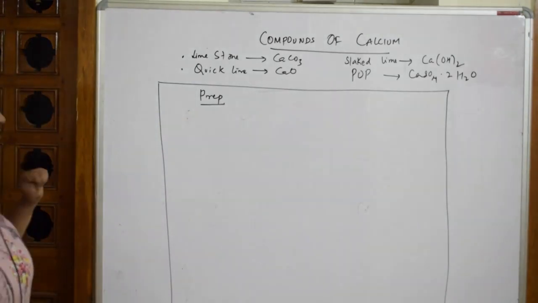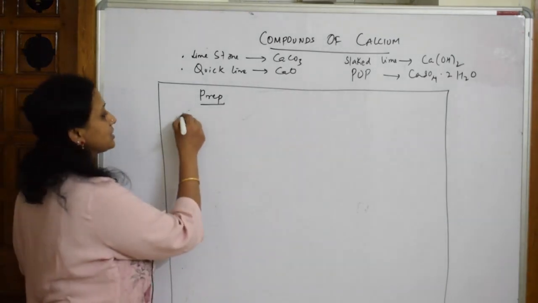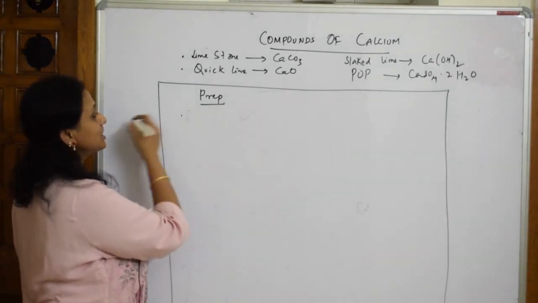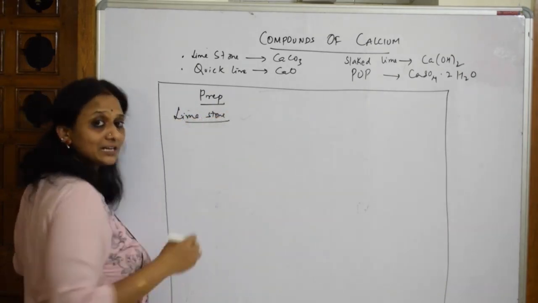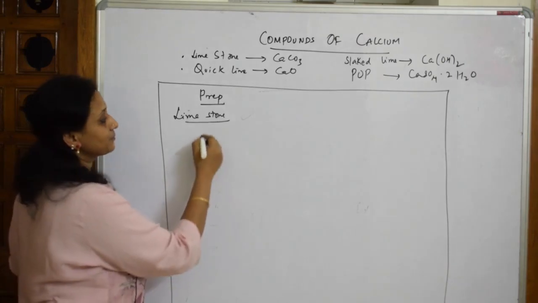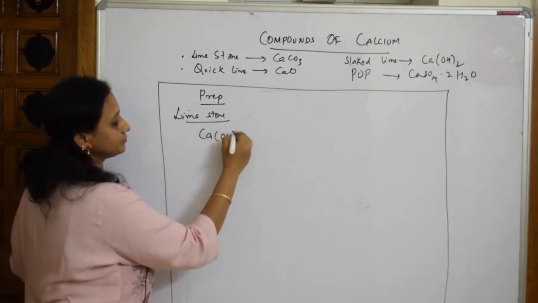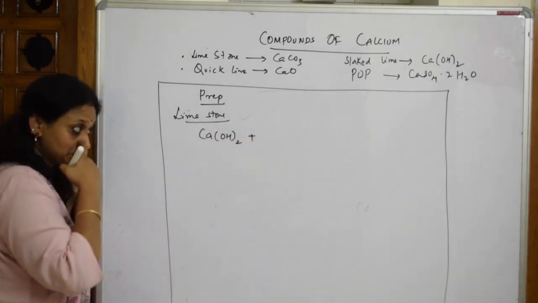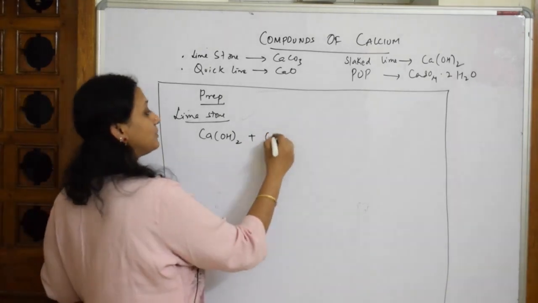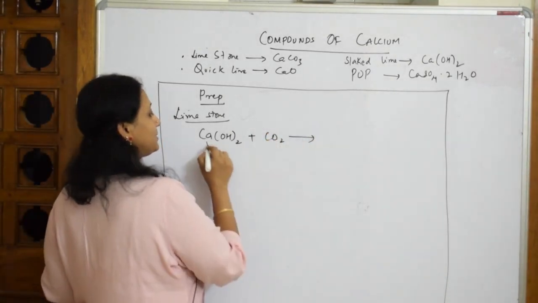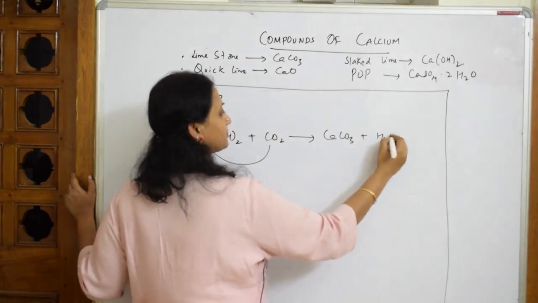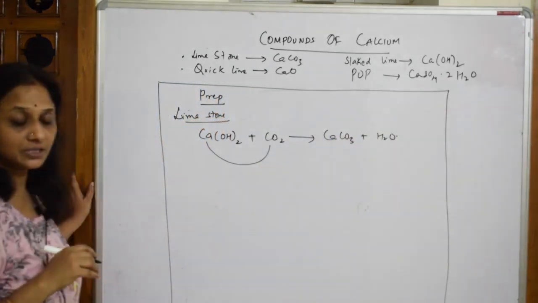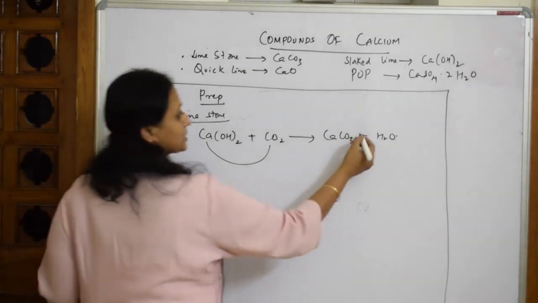Now let's start. When I speak about calcium carbonate, how can I prepare it? Let me write. We're going to prepare limestone. For preparing limestone, I'm going to take slaked lime. To this we are going to add carbon dioxide. Then what will happen? Calcium carbonate is formed, and water. This is the preparation. Now this is a precipitate.